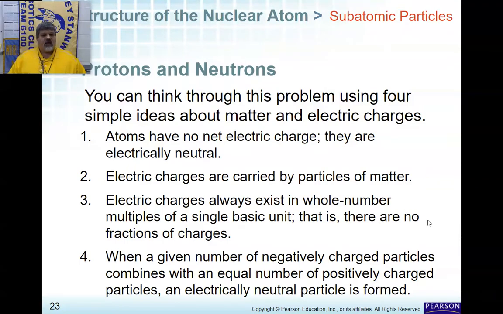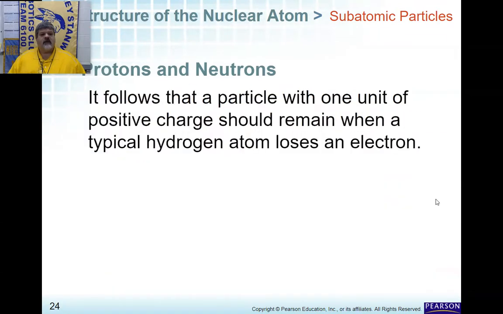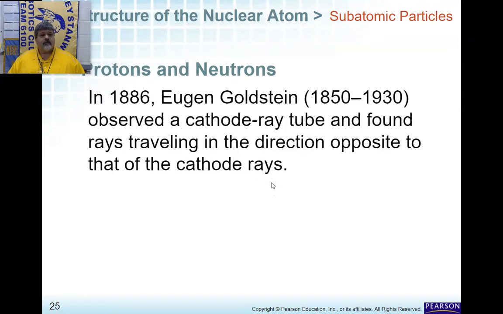Okay. And when a given number of negatively charged particles combines with an equal number of positively charged particles, it ends up being electrically neutral. And that's what everything wants to get, is electrically neutral. So it follows that a particle with 1 unit of positive charge should remain when a typical hydrogen atom loses an electron. So if a hydrogen atom, since it's number 1 and only has 1 proton and 1 electron, loses the electron, it becomes positively charged.